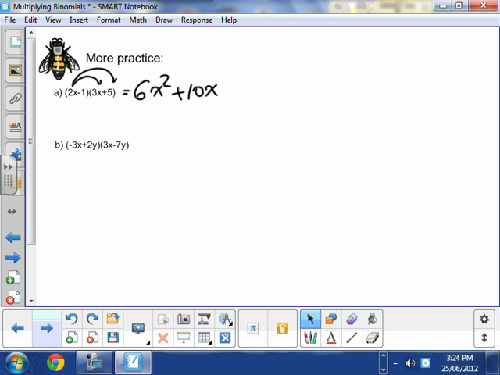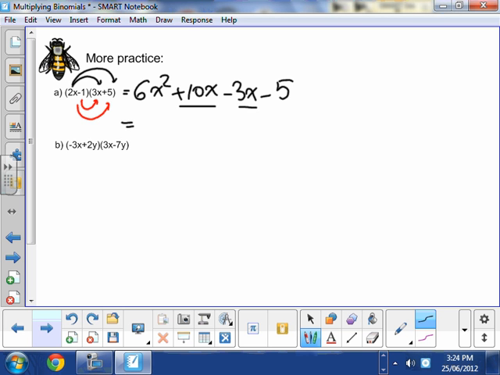Okay. Now I'm taking the second term in the first bracket and I will multiply it by 3x and I will multiply it by 5. So negative 1 times 3x is negative 3x. Negative 1 times 5 is negative 5. In the next step, I have to collect like terms and simplify my answer. So what I get is 6x squared plus 7x minus 5.